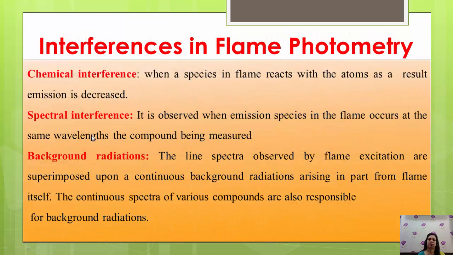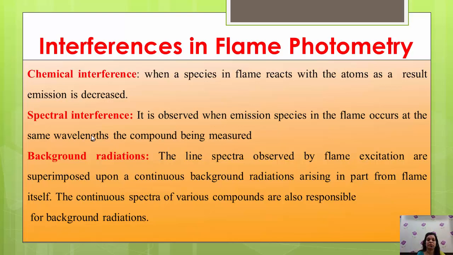When we are carrying out this process, there are some interferences during the analysis. Some are chemical interferences, some are spectral interferences, and some might happen due to background radiation. Chemical interference happens when you are spraying a salt solution in contact with the flame. Sometimes the flame reacts with the atom and may produce some other species. Also, the emission is decreased due to this reaction.